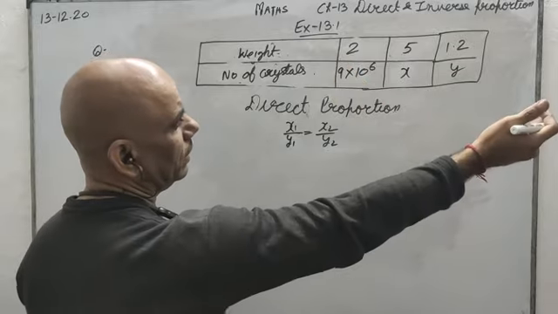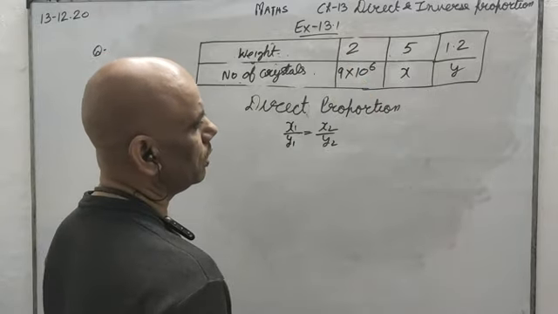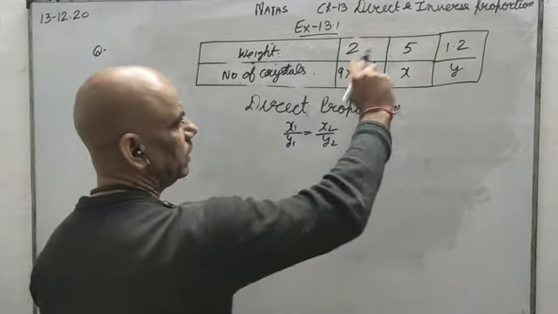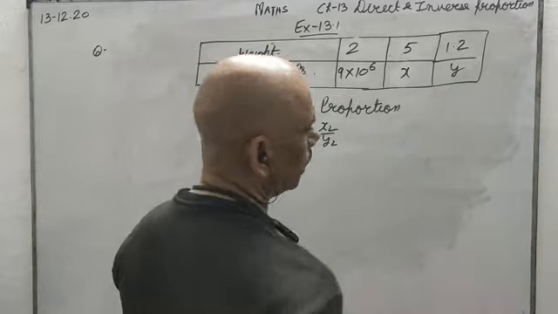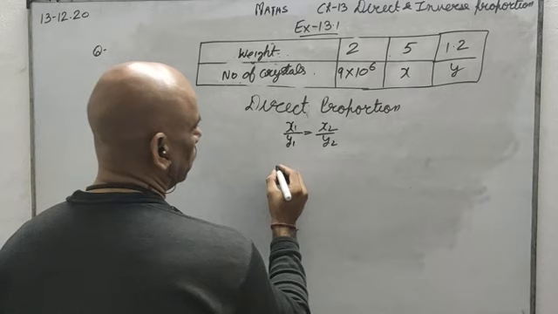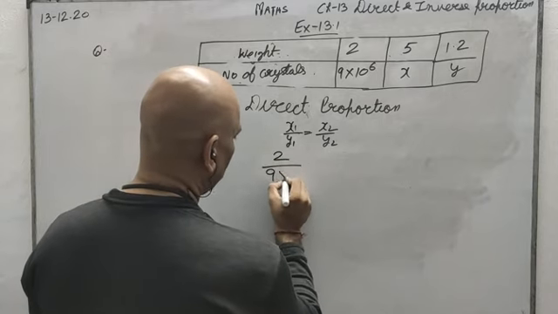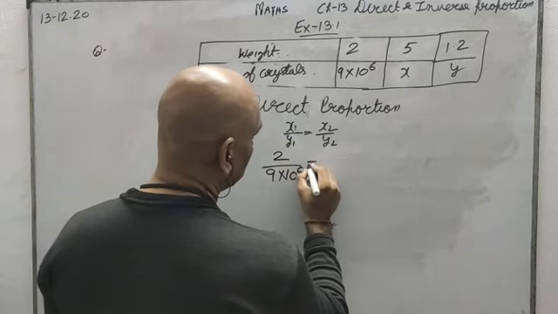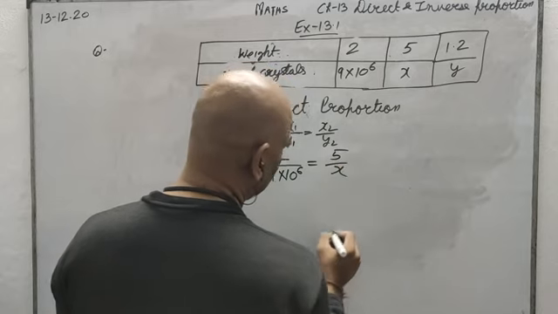Since the weight is increasing, the sugar crystals will also increase, so direct proportion. Since the weight is decreasing, the sugar crystals will also decrease, there also it is direct proportion. Okay, so 2 upon 9 into 10 to the power 6 is equals to 5 upon x.